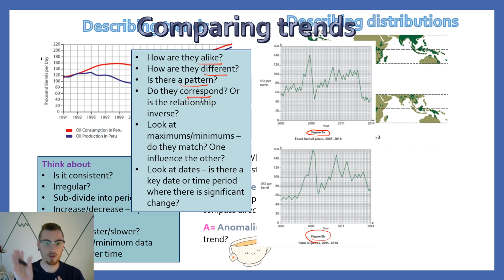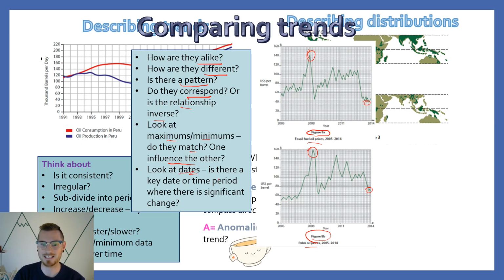Does one go up? Does the other go up? Or is the relationship inverse, i.e. as one increases, the other decreases? Look for maximums and minimums in the data. So there's the maximum and that looks like the minimum. There's the maximum of this data set and there's the minimum. So do they match and do they influence one another? Here there's clearly a match between fossil fuel prices and palm oil prices.